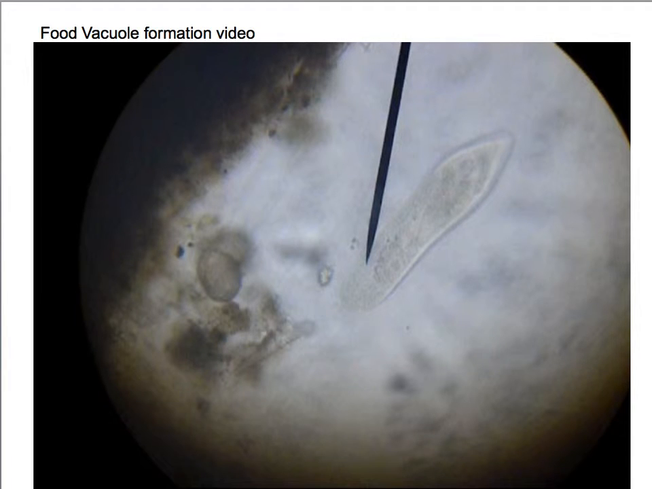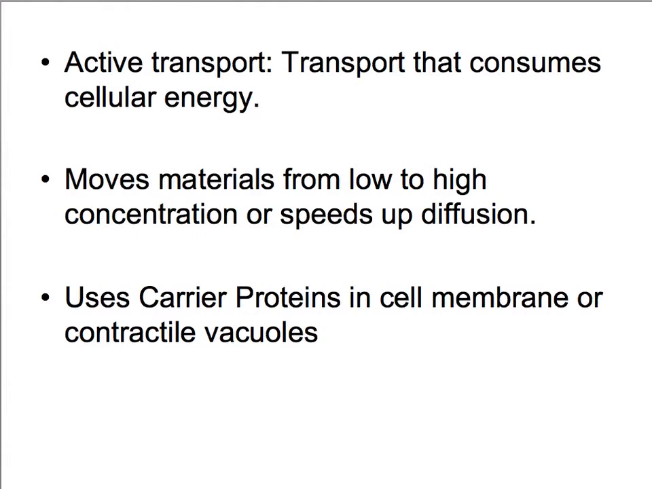So to summarize, active transport is movement from low to high concentration. It uses cellular energy, or ATP, and it uses tools such as carrier proteins in the cell membrane and contractile vacuoles. And the one difference from low to high is in facilitated diffusion, where you're speeding up diffusion from high to low.